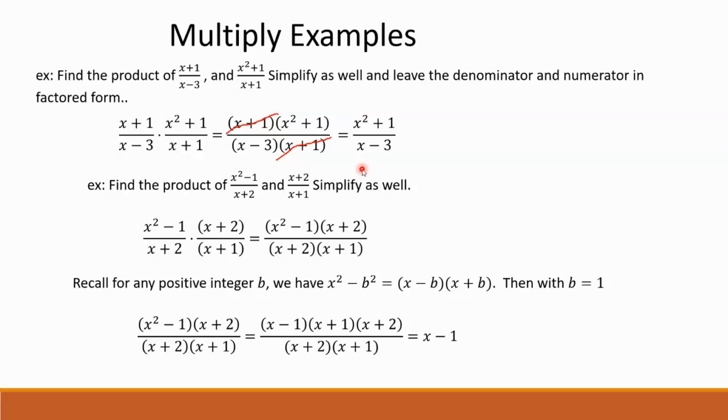For the second one, here I modified it a bit, right? So let's multiply. If we multiply, we get this. But again, we don't want to FOIL yet. What we want to do is simplify. Now, you might think, well, it's already factored. Well, not quite.